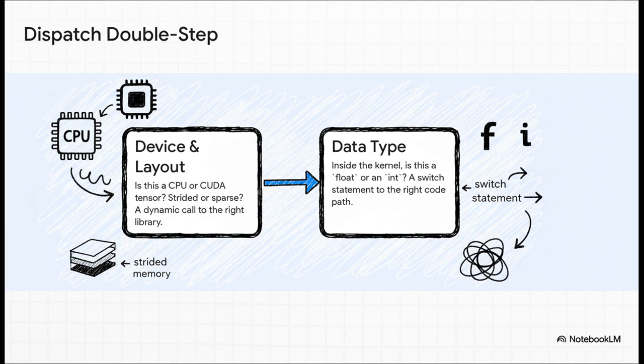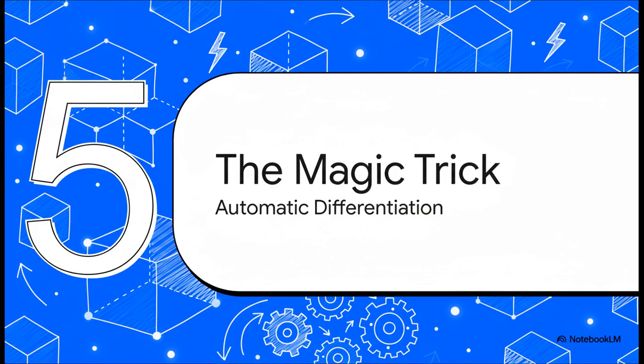Then, once it's in the right place, the second step happens, the data type dispatch. This is just a simple switch statement that says, all right, are we working with floats or ints or half-precision floats? And it funnels the operation to the exact super-optimized piece of code for that specific data type. Now, if tensors and fast operations were all PyTorch had, it would basically just be a NumPy clone on steroids.